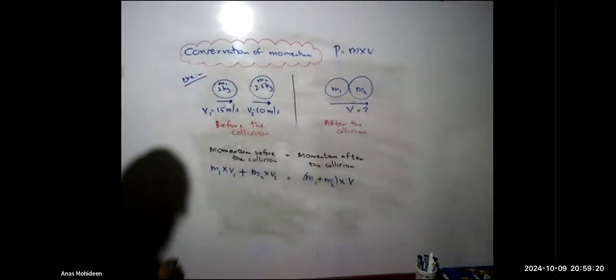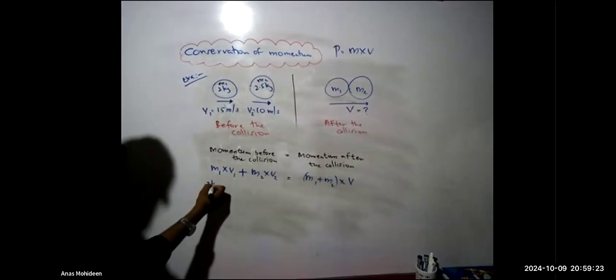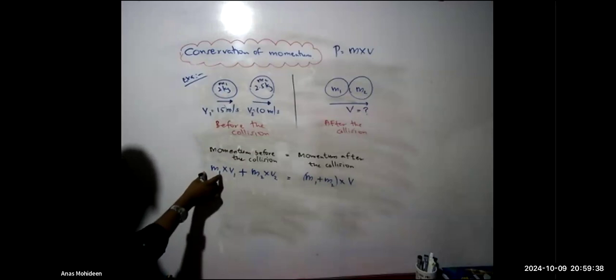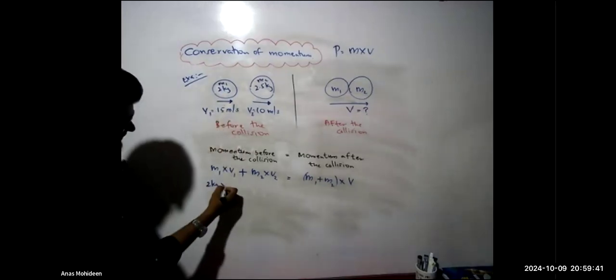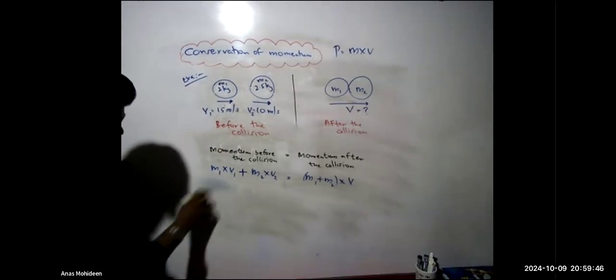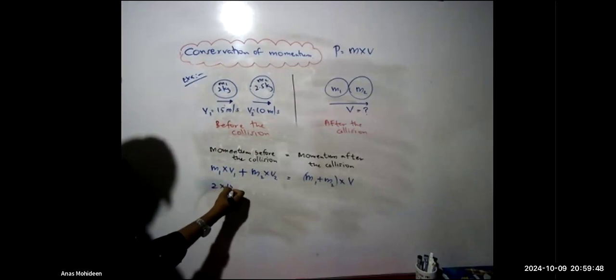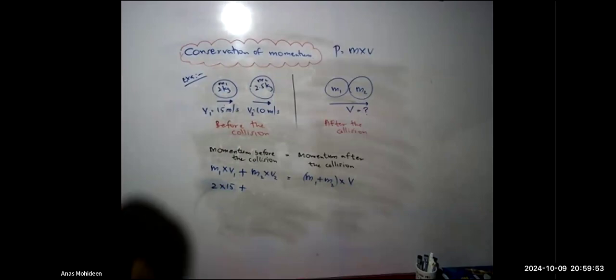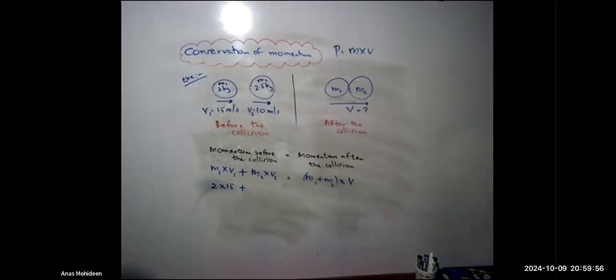Okay, so let me substitute this first. How much is m1? 2 kilograms. In fact, in this question I have given all of them in standard units, so you don't have to worry. In case it is given in other units like grams, you have to convert them, as per the example we did earlier. 2 kilograms into what is the velocity here? 15. Let me write without the units there. 2 into 15 plus. In between the steps, it is not a must, but in the final answer we have to mention the units.